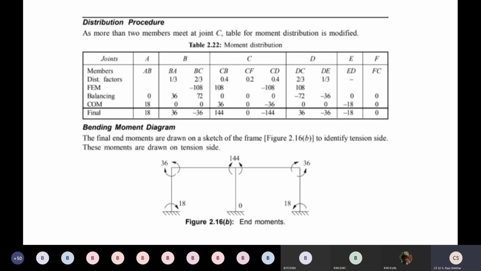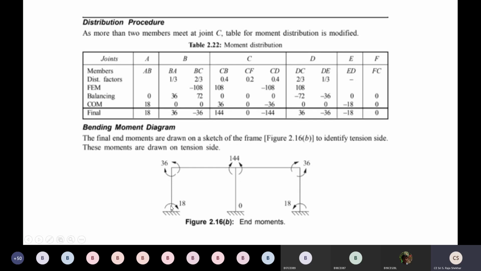After calculation of moments, we have to draw the bending moment diagram. I'm writing here. At joint A, we have 18 kilonewton meter, that is positive.